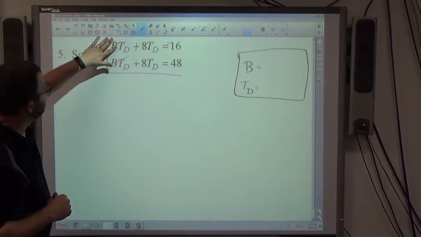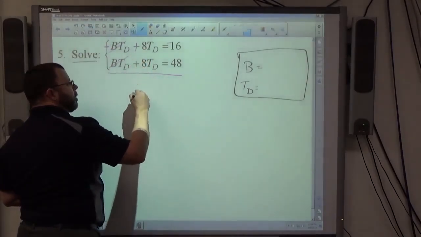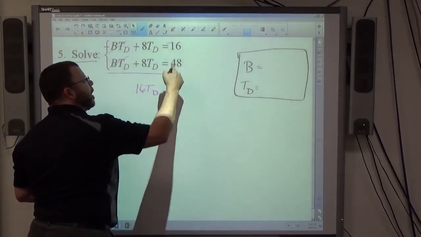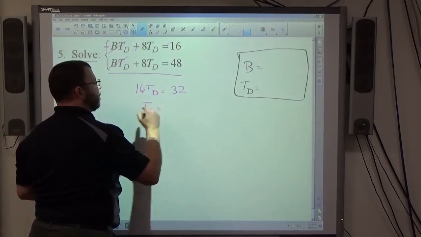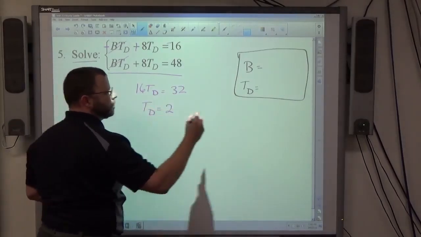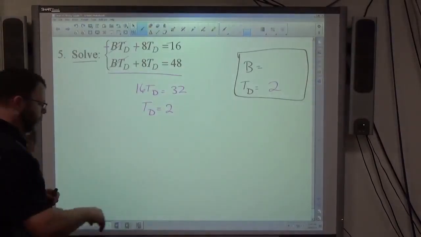So negative bt sub d and positive bt sub d cancel. Positive 8 and positive 8 make positive 16 t sub d. Negative 16 plus 48 is 32. Divide, we get t sub d is equal to 2. Once we know that t sub d is equal to 2, I go back to the main problem.